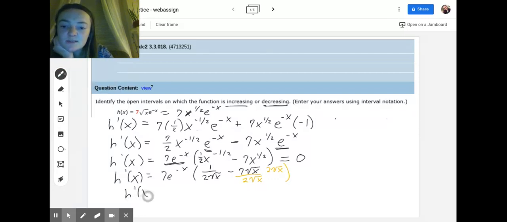H prime of x is equal to 7 e to the negative x times 1 minus 14x all over 2 radical x.